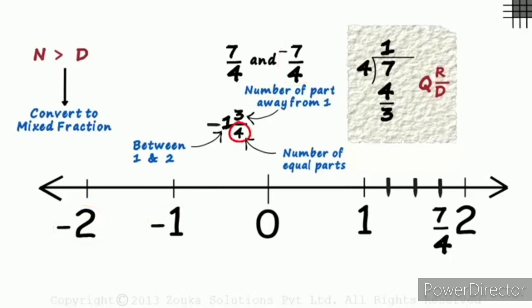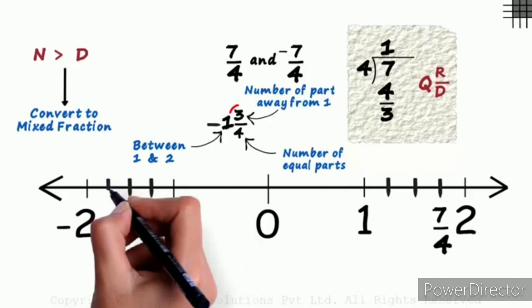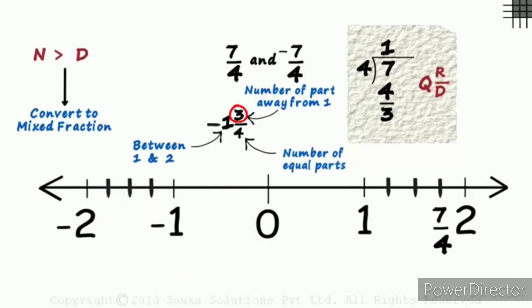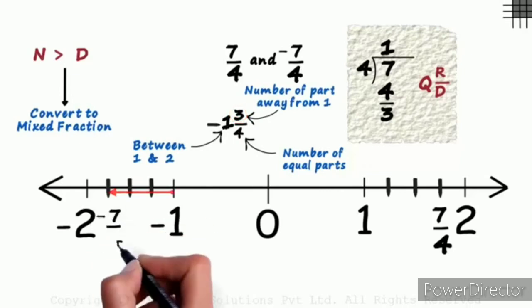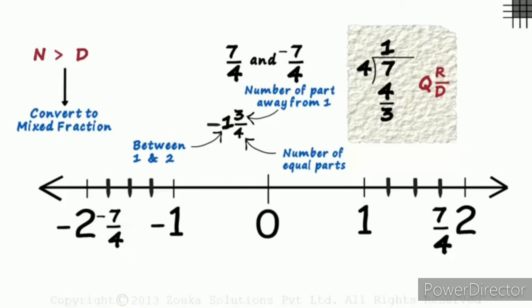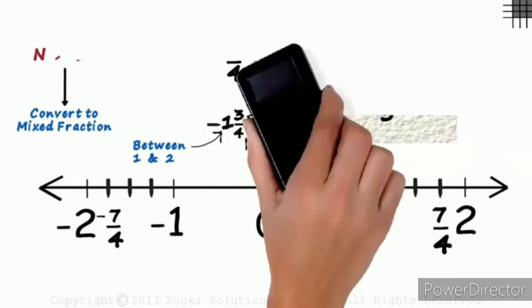The denominator tells us the number of equal parts this length is divided into. So we divide it into 4 equal parts by marking 3 lines. The number 3 tells us the number of parts from the number minus 1. So leaving 3 parts from minus 1, we mark minus 7 by 4 here. With that, we are done with the topic of plotting positive and negative rational numbers. Please practice this concept thoroughly and make note of the summary which appears at the end of this video.